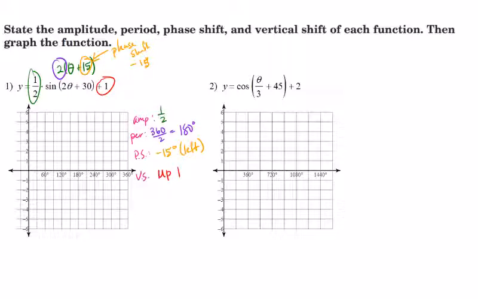So I know sine usually starts at 0. Okay. And it's going to move 15 degrees left. So this is 60, this is 30, so 15 is like right here. So it's going to start right here now. And it's going to go up 1. So it'll start actually right here. Okay, and that's going to be our midline. So I'm going to draw a midline there.